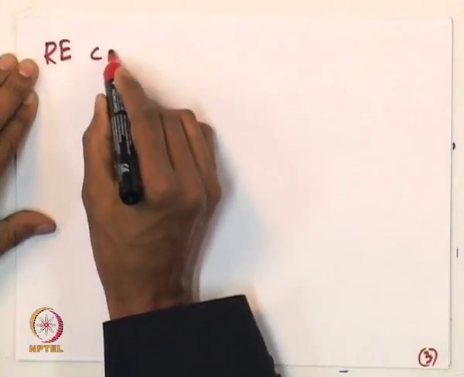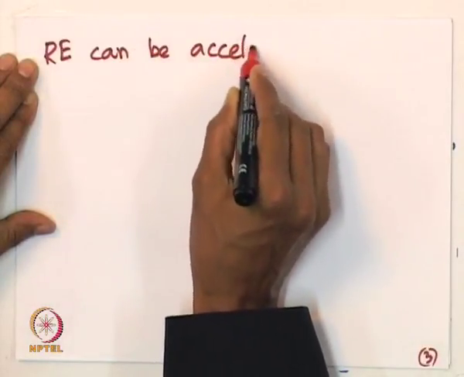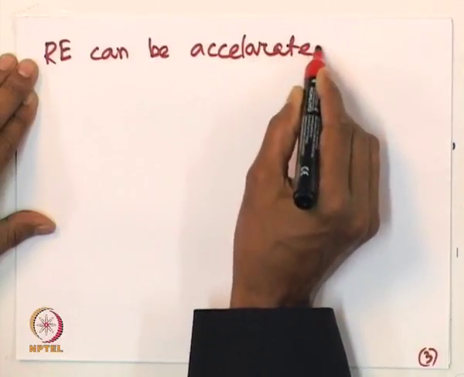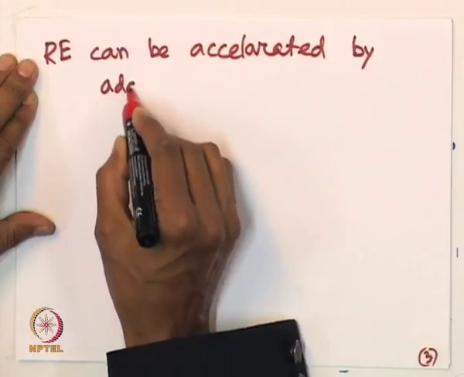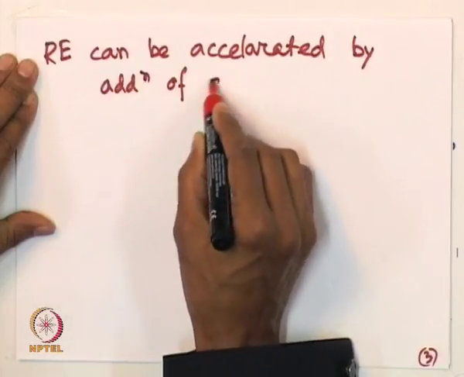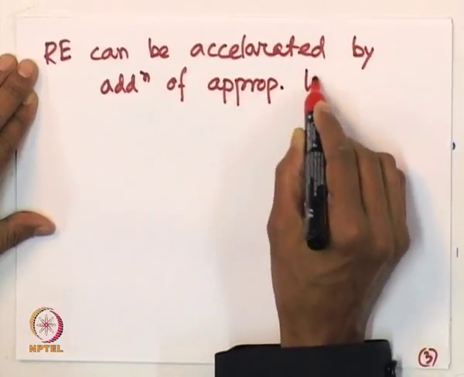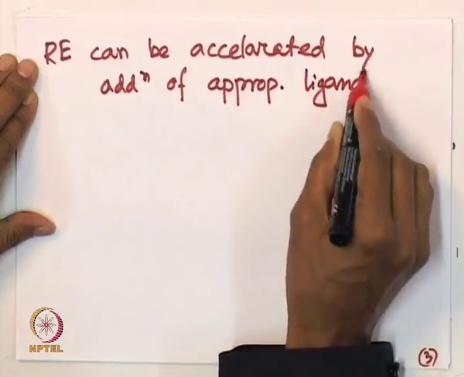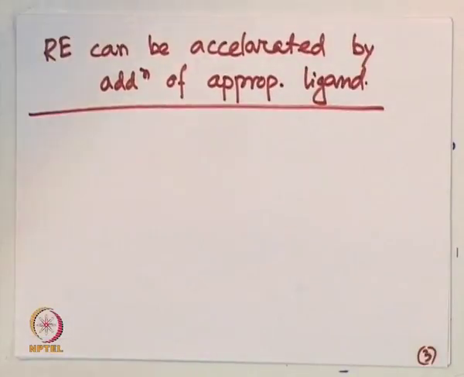So reductive elimination can be accelerated by addition of an appropriate ligand. Okay, that's what we are trying to discuss right now.